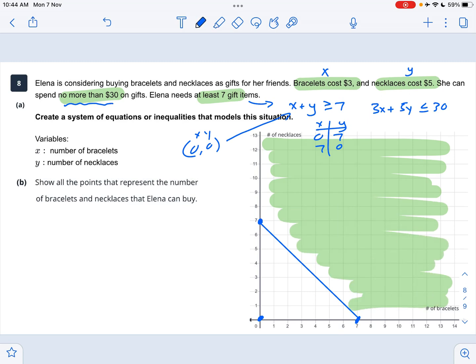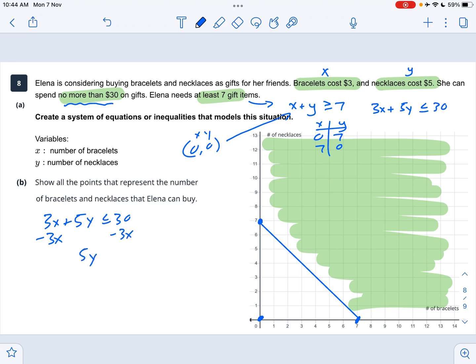Okay, now let's do the second one. 3x plus 5y has to be less than or equal to 30. Again, if I was doing this, I would probably find the intercepts, but just so I can show you a different way, over here, let me write this. 3x plus 5y is less than or equal to 30. I know a lot of you always want to put it in slope-intercept form, so I'll do that.